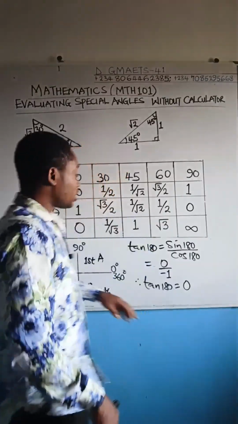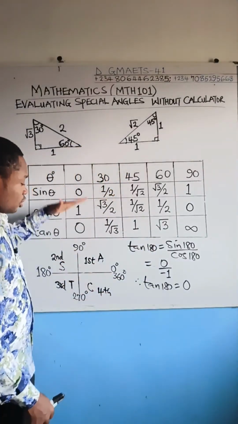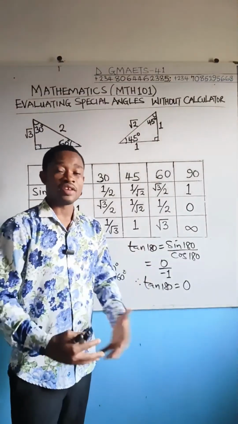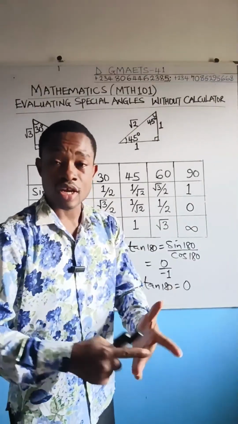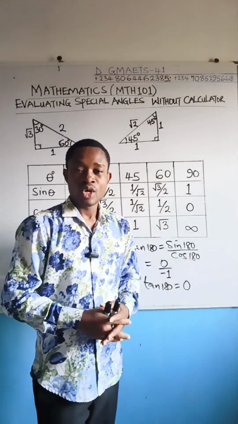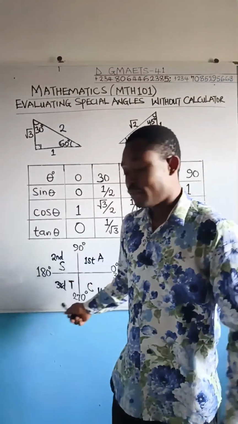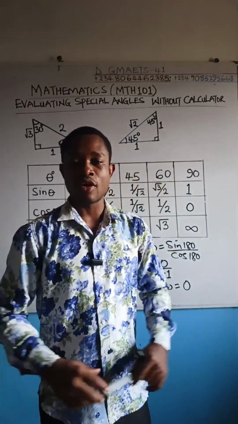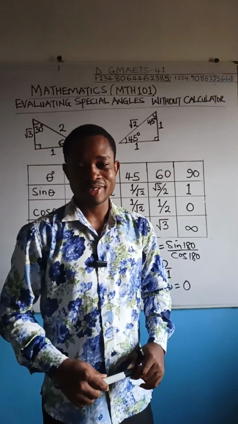This is interesting. We are done with all the angles above, that is from 0 to 180 degrees: how to get the values of sine, cos, and tan of those special angles. We shall now move on to the third quadrant. How do we evaluate the sine, cos, and tan of angles in the third quadrant?